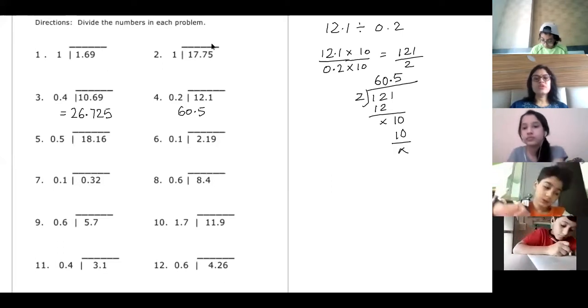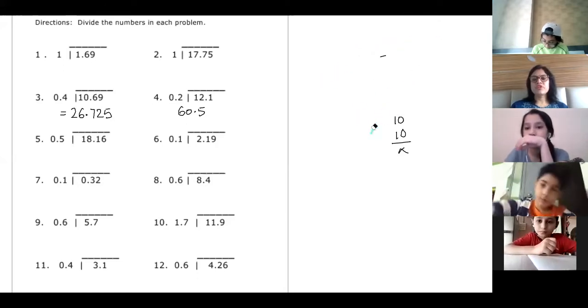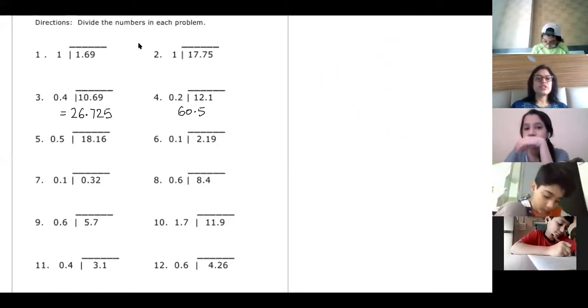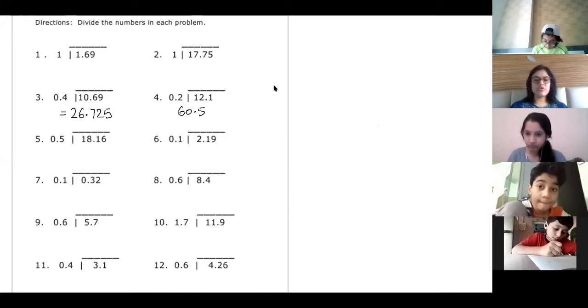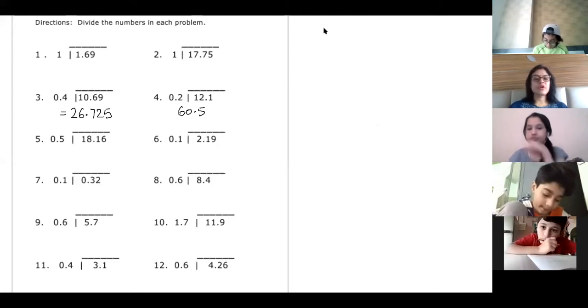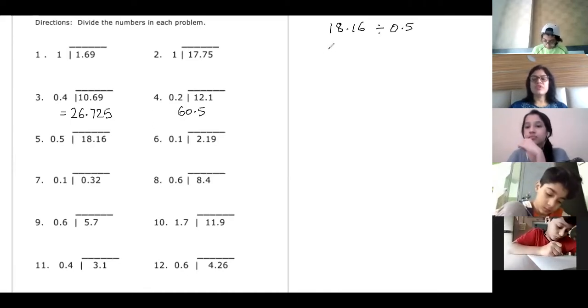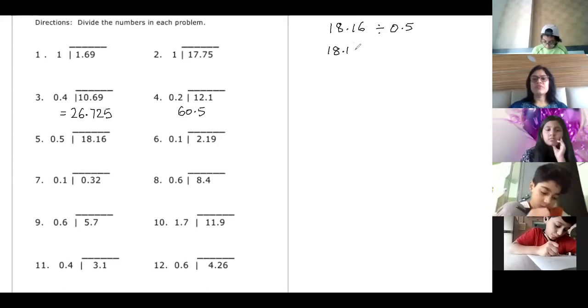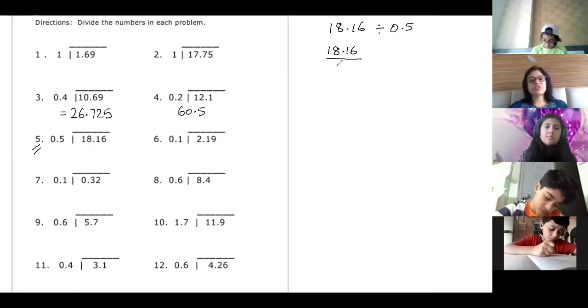So next one, whose name did I tell? Rashda, na? Fifth one, Rashda, and sixth one, Anas. And seventh one, Humaira will do, and eighth one, Munib will do. So remember your numbers. Now, question number 5 is 18.16 divided by 0.5. So what will be the answer? Yes, Rashda. Which one am I supposed to do? Fifth one. Tell me, we are doing it over here.